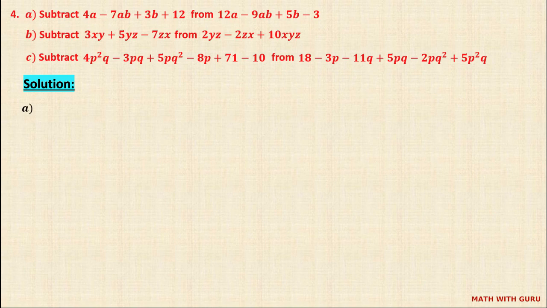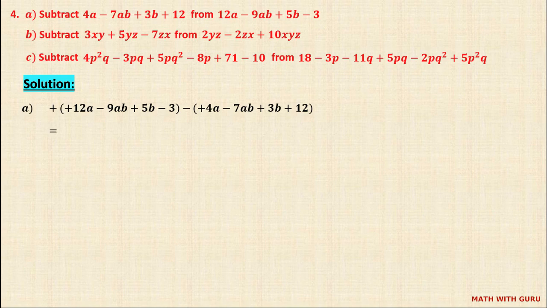Let us consider sub-question A. Now here, while writing the expressions, we need to be careful. Which expression should we write first? Of course, 12a minus 9ab plus 5b minus 3. From this, we are subtracting the first one. Therefore, this should be written first. And then minus 4a minus 7ab plus 3b plus 12.